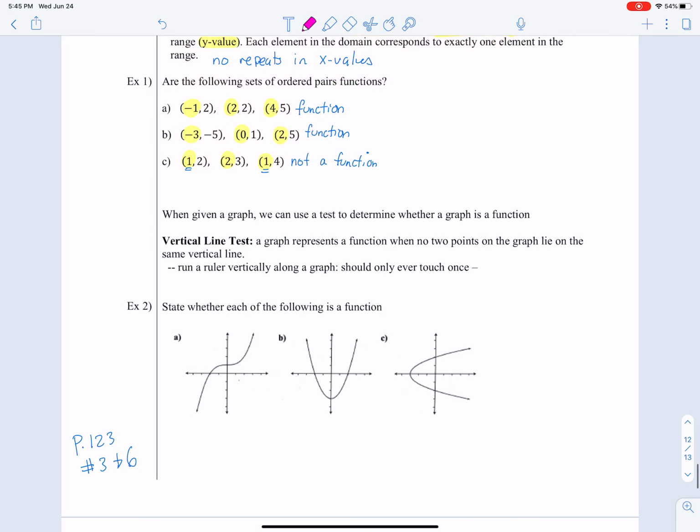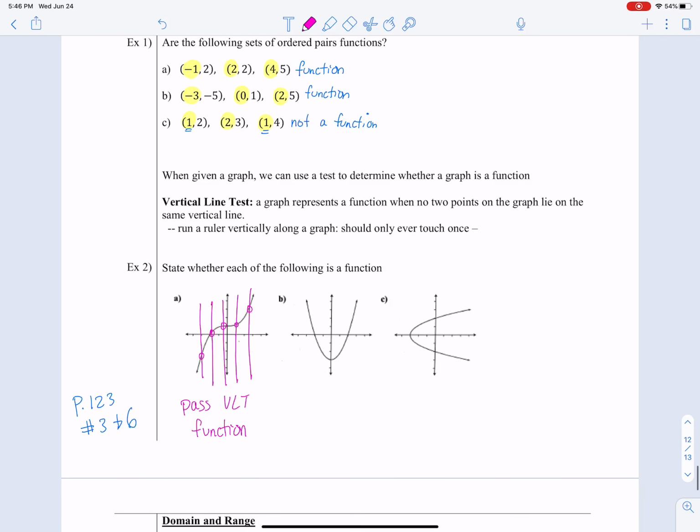So here we're going to pretend that we draw a bunch of lines. So here touches only one time. Okay, so you can draw a bunch of vertical lines and you only ever want to see it touch that line once. So this passes the vertical line test, VLT, vertical line test. So pass, so this is a function. Here we go again. Okay, hits one time, hits one time, hits one time. So this passes again, the vertical line test. So this is a function.